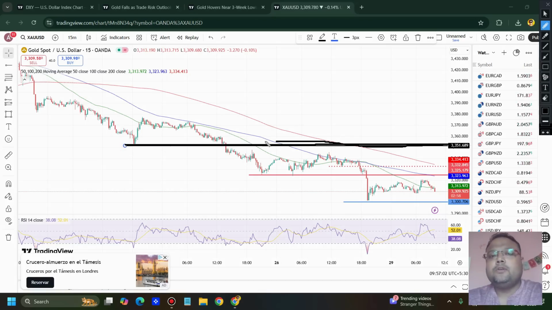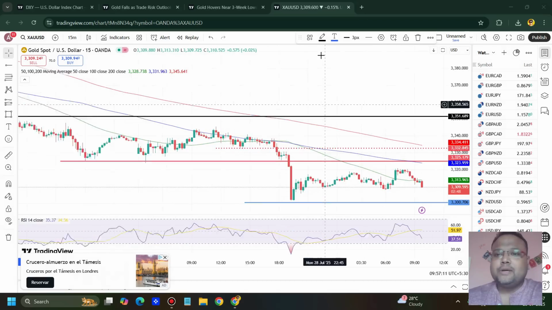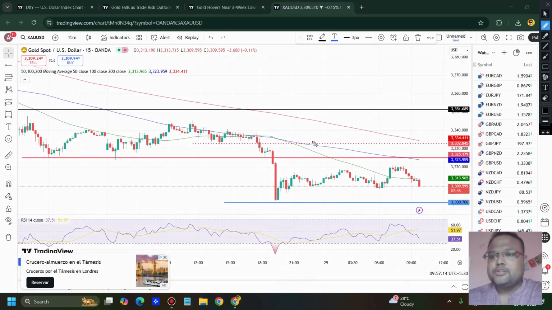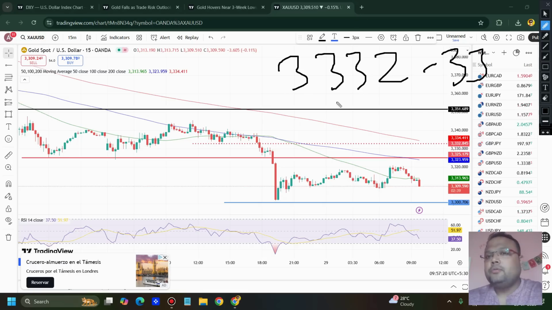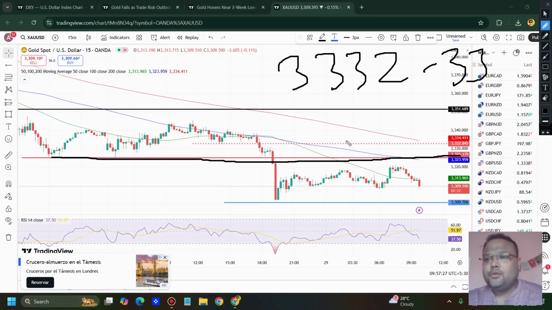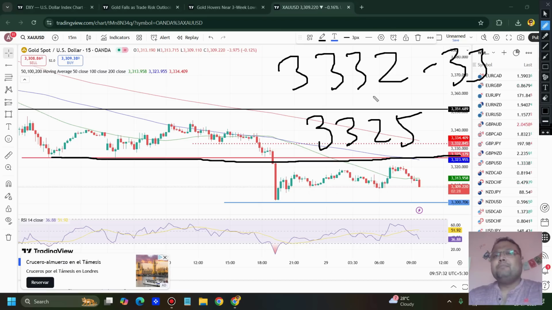If market goes up, we can look for a sell opportunity around this area, but this level is far away. I don't think market has the chance or potential strength to go there. So as a day trader, before the US session especially, you can look for a sell around 3332, 3333, and also around this area as well, 3325. So these are the minor resistances, but in this situation, yes, you can look for a sell opportunity.